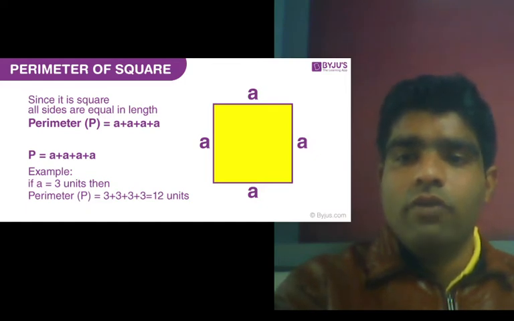Now we will discuss the next example. Next one is a rectangle.